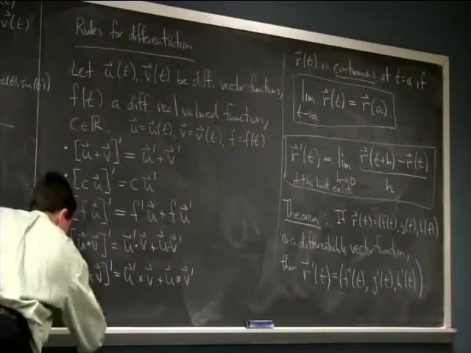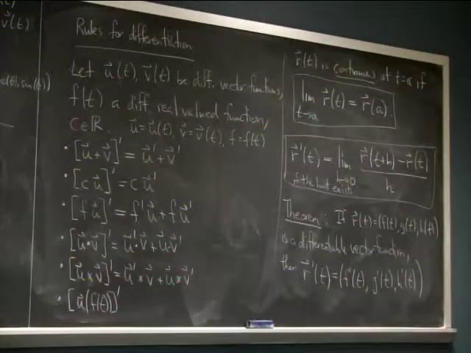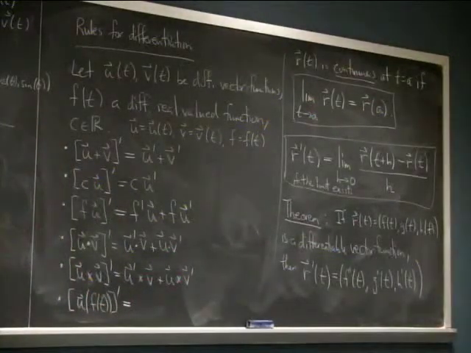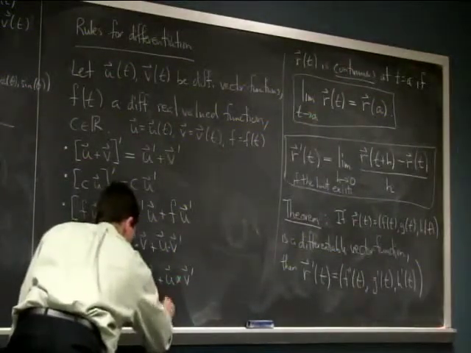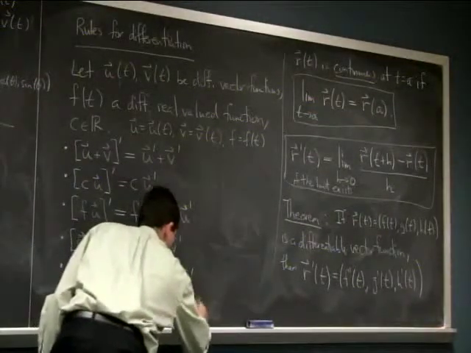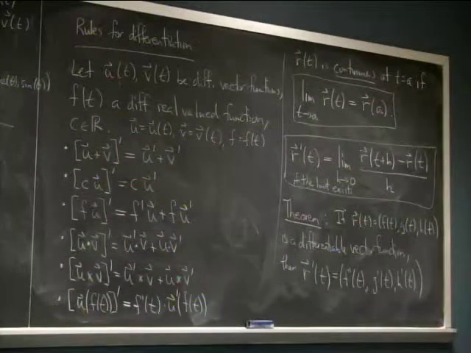So what if you have u of f of t? So u is a vector function, but it actually can eat this single variable function first. And the answer is, well, you do it just like you do the chain rule normally. You take the derivative of the inside times the derivative of the outside, evaluated at the inside. So, have fun proving those.